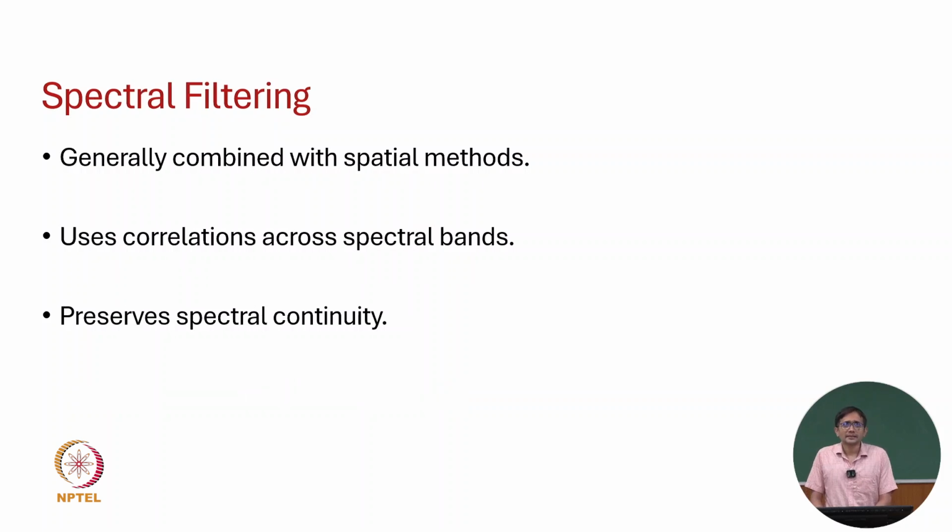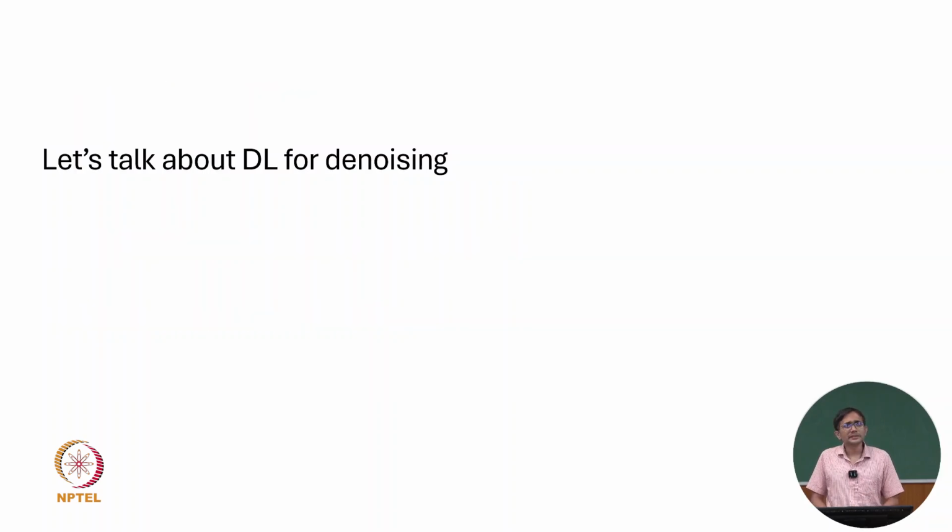Spectral filtering is often combined with the spatial methods, so they are meant to preserve spectral continuity. Now, with this background, let us think about deep learning for denoising.